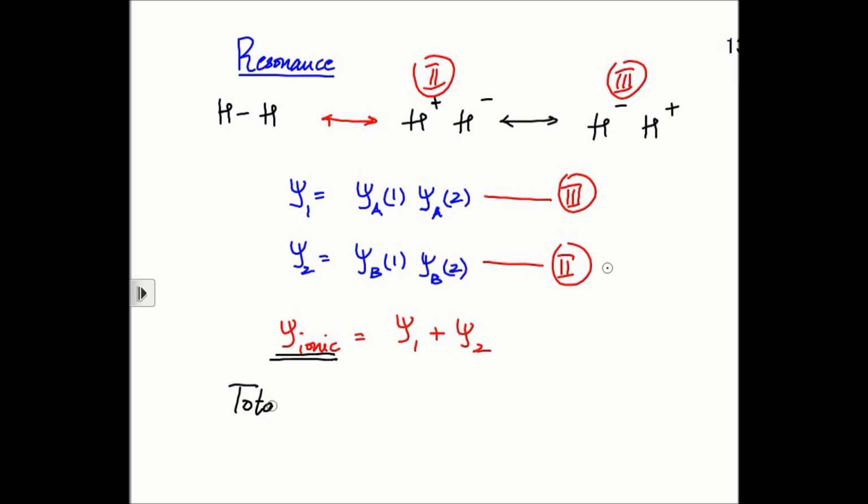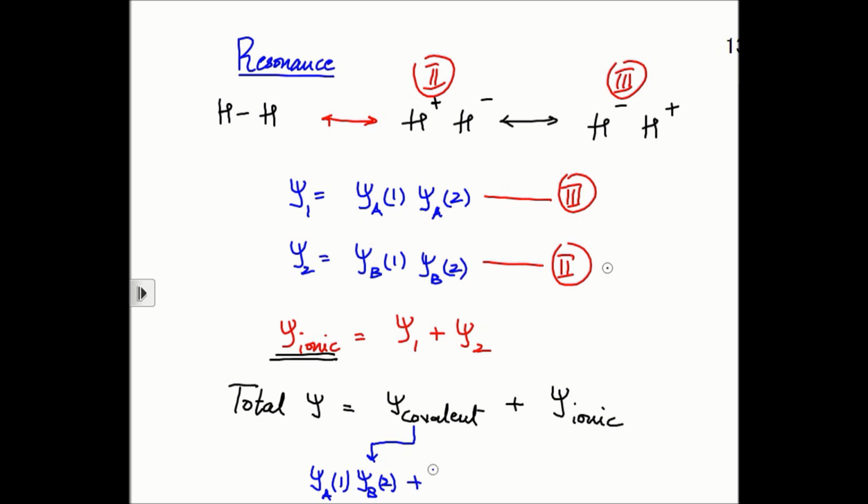Now what do I need to do? I need to go on adding. First I had the exchange wave function. I take that wave function and call that psi covalent. The entire term that was obtained after the exchange, I call that psi covalent. And this term that I have obtained here, I call it psi ionic. Do you follow that? After exchange, we got a wave function called psi A1, psi B2 plus psi A2, psi B1, right? That I call psi covalent, because it is accounting for covalent interactions between the two hydrogens. Here I call this psi ionic.